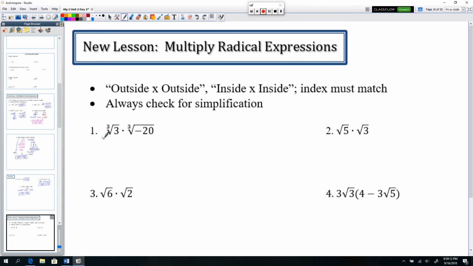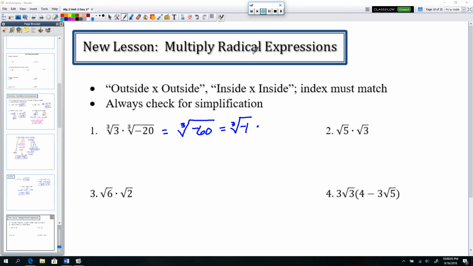There's nothing on the outside of this radical, so there's no outside times outside step to be done. But there is an inside times inside. So let's go ahead and do that. So this is the cube root of -60. Now, we know that there's something more in here that we could pull out, right? Definitely the cube root of -1. And is there any other cube root that we can think of that's sitting in positive 60?